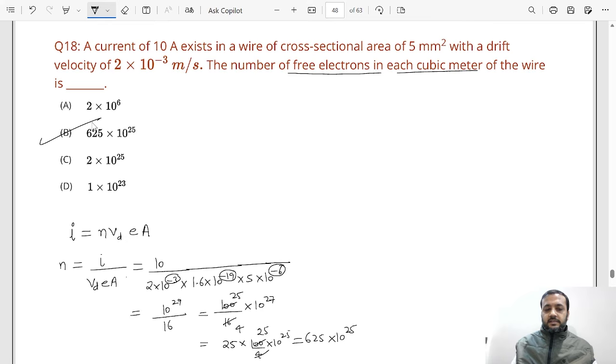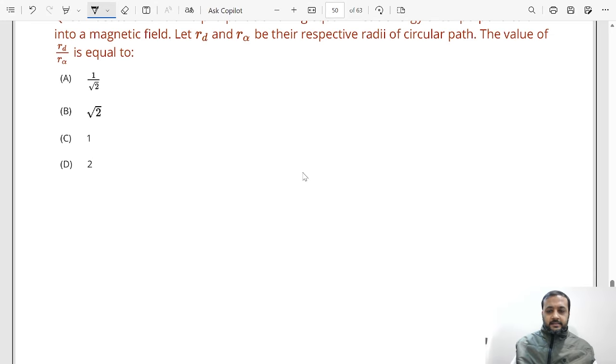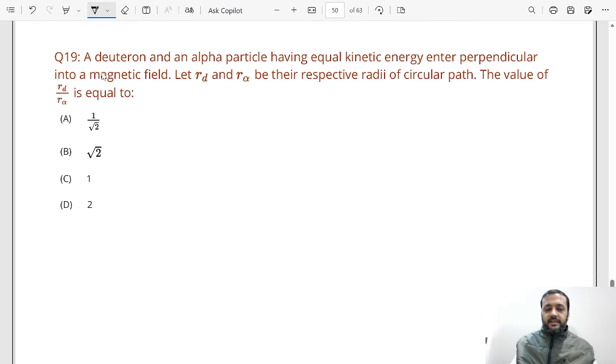So option B will be the correct answer for this question. I'm sure that most of you would have done this question. This will give you plus 4 marks very easily, and this will improve your ranks quite a lot in the JEE. All right. Let us look at this question. Again, a very easy question. In my opinion, most of you should have done this question in the exam.